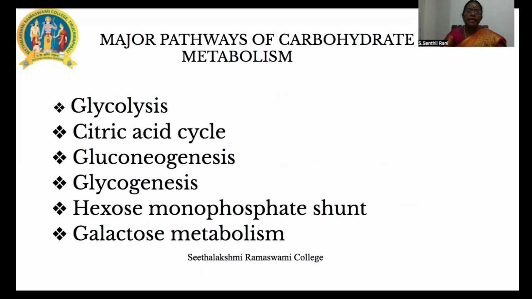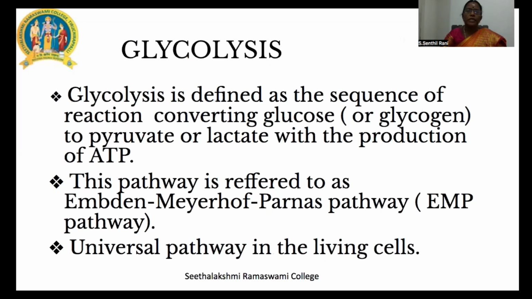The major metabolic pathways of carbohydrate metabolism are glycolysis, in which glucose is broken down to pyruvate; the citric acid cycle, also known as the TCA cycle, a common oxidative pathway for all the foodstuffs; gluconeogenesis, synthesis of carbohydrate from non-carbohydrate sources; glycogenesis, synthesis of glycogen from glucose; and the HMP shunt, also known as the pentose phosphate pathway. In this pathway, a 5-carbon compound, that is pentose, is produced, and also NADPH is produced. In galactose metabolism, galactose is converted to glucose 6-phosphate.